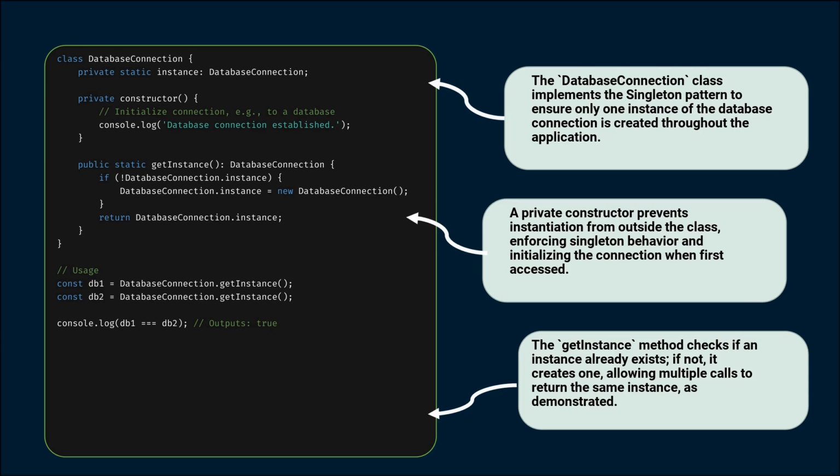When we call getInstance, we either receive the existing instance or the newly created one, ensuring that all parts of the application utilize the same database connection. This is crucial for resource management, as it avoids unnecessary multiple instances that could lead to inconsistencies and excessive resource consumption. In the usage example, when we call getInstance multiple times, we see that both db1 and db2 refer to the same instance, demonstrating the Singleton pattern's effectiveness in managing object instantiation and promoting a single point of access throughout our application.